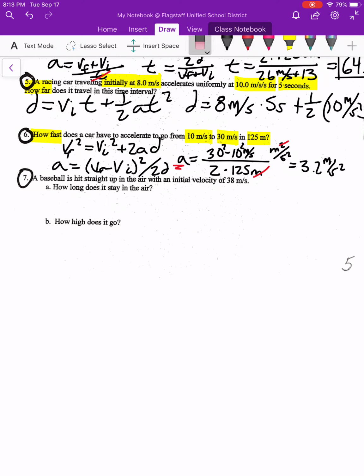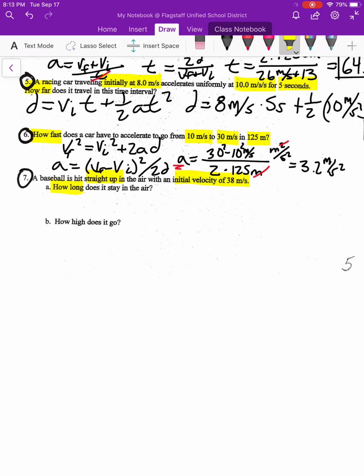Okay, a baseball hit straight up in the air with an initial velocity of 38 meters per second. Hit straight up. Okay, so our acceleration is gravity, right? Because it's in free fall. So this first problem is looking for how long. So that's time.